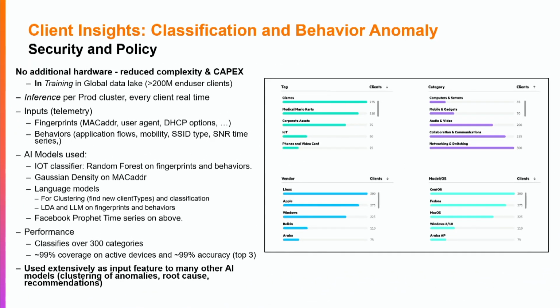And I could say that we have about 99% coverage. After you throw in all these models back to back to back, we have about 99% coverage on active devices. So that's the coverage. And then the accuracy is 99% tap 3.